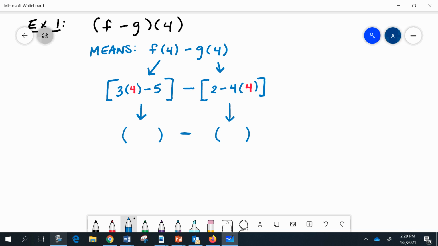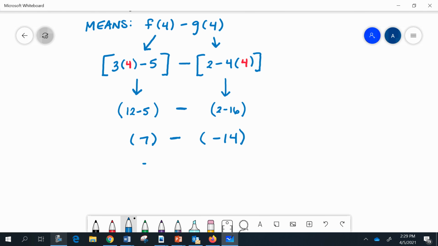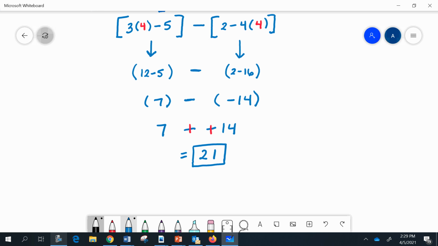So 3 times 4 is 12. 12 minus 5 is going to give us 7. And this is going to be 2 minus 16, and 2 minus 16 is negative 14. Now when I look at this, it's 7 minus negative 14. What happens when we subtract a negative is the signs become plus, plus, and this is going to equal 21. That would be the answer. This is really similar to one of the homework problems, so hopefully you can use this as a guide.